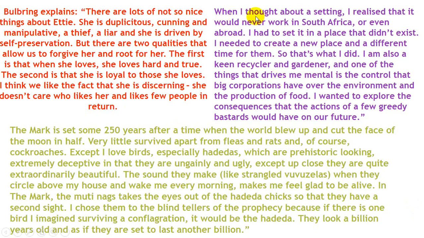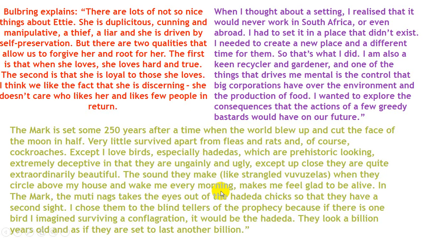And then about setting, she realized that it wouldn't work in South Africa or even abroad, so she decided to create a fictitious place, and this is why it falls into the sci-fi genre. And she talks about how she feels about big corporations and their control over the environment, and I'm going to look at that because the novel looks at how they make food, how they make meat, franken meat if you like, and how they control the masses that way by poisoning the meat. It's set 250 years after a time when the world blew up and cut off half of the moon.